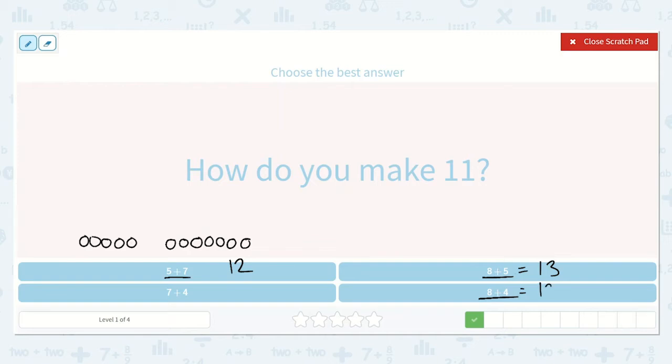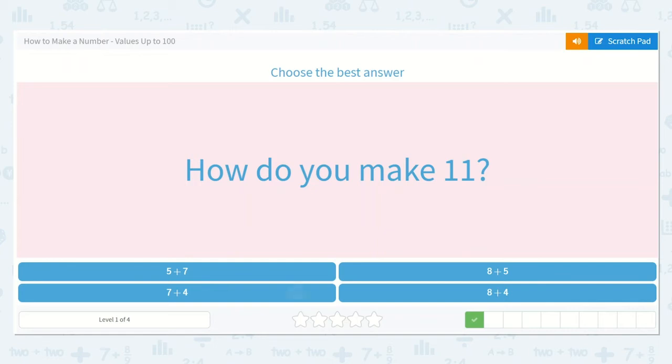So that is 12. And here we have 7 plus 4. Well, if 8 plus 4 was 12, 7 plus 4 would be one less than 12 because 7 is one less than 8. 7 plus 4 is 11. So this is our correct choice. 7 plus 4 is equal to 11.